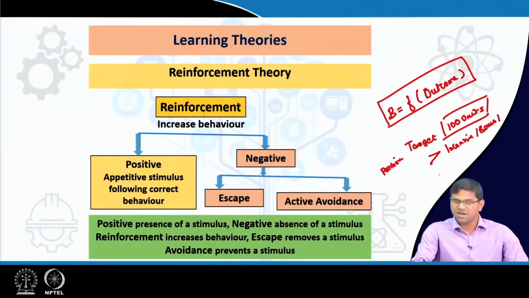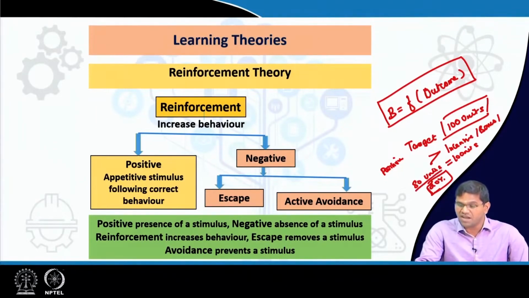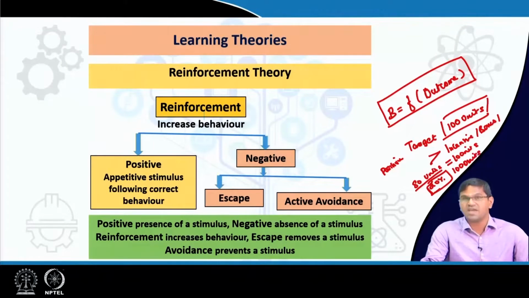Now, let's say you are producing only 80 units as against the expectation of 100 units, and let's imagine that you are going to lose 20% of your salary for that particular day. This kind of negative reinforcement will make you say, yes, better that I at least reach the 100 units, otherwise I will be losing my salary.